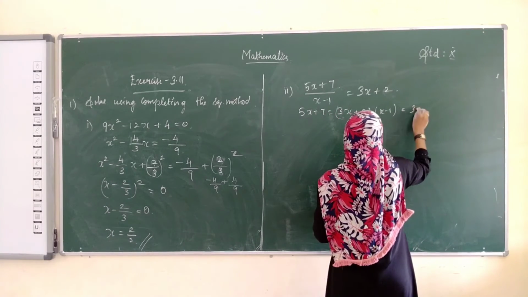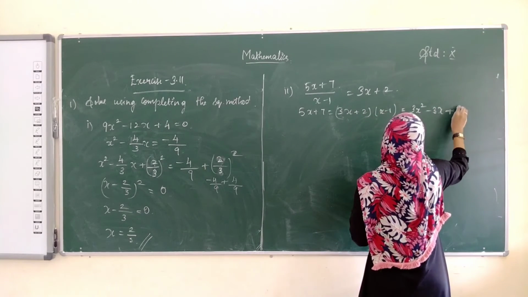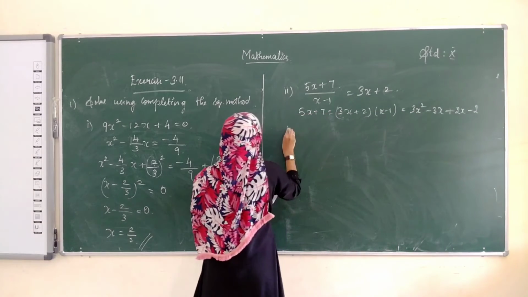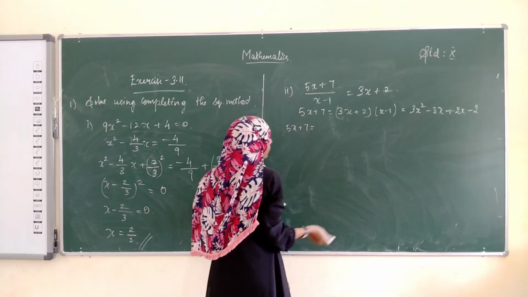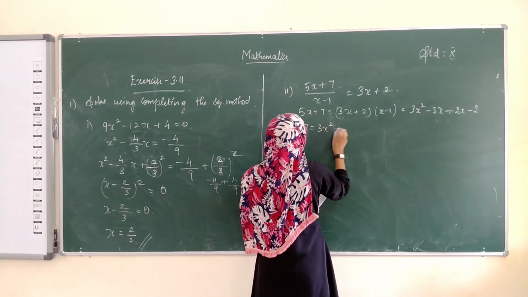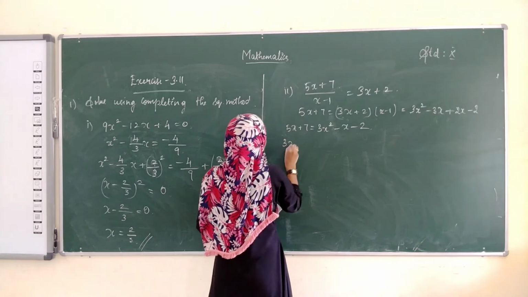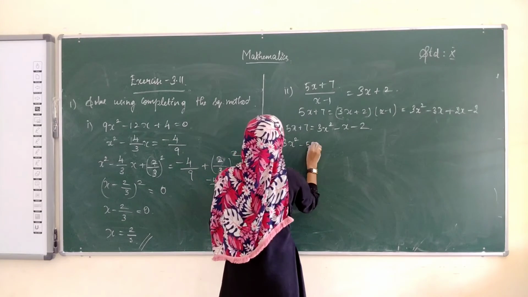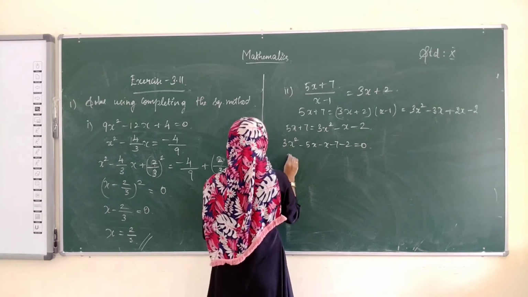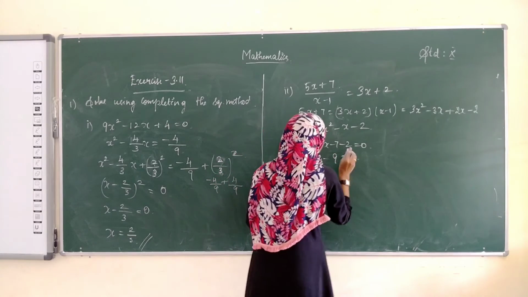3x into x is 3x square. 3x into minus 1 is minus 3x, plus 2 into x is 2x. 2 into minus 1 is minus 2. So, left hand side 5x plus 7 is equal to minus 3x plus 2x is minus x, 3x square minus x minus 2. Okay, bring these two terms to the left side. 3x square minus 5x minus x minus 7 minus 2 equal to 0. What's the equation? 3x square minus 7x minus 9 equal to 0.